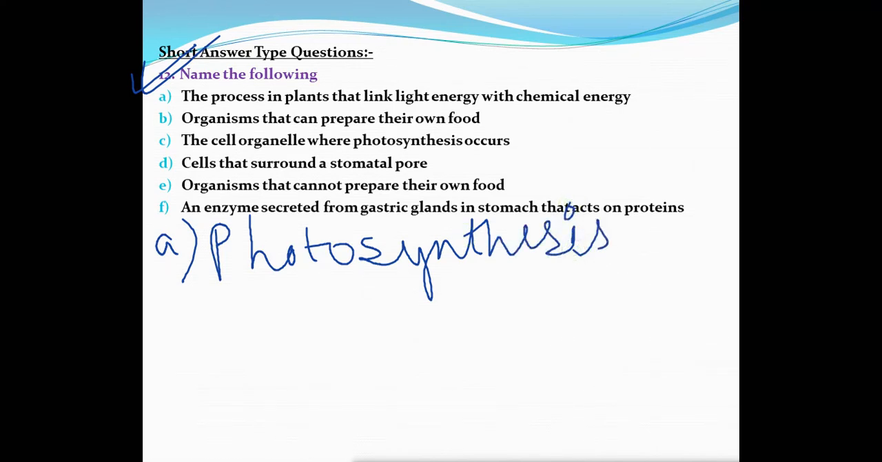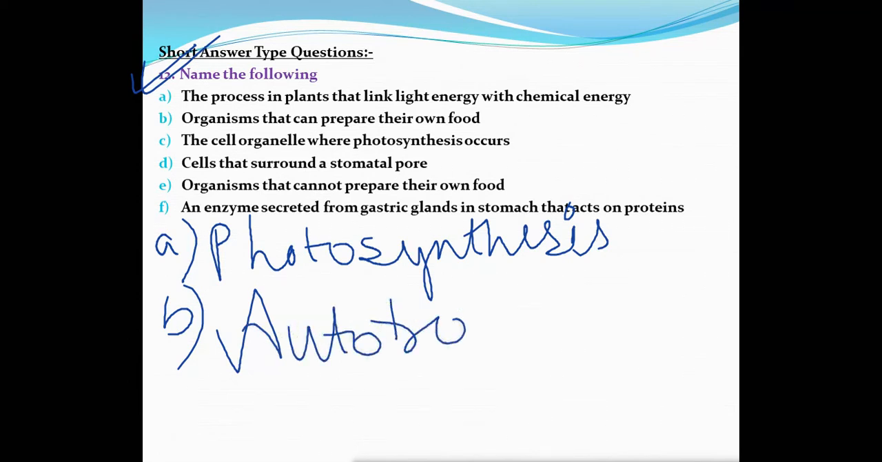Sunlight energy is captured first, and that sunlight energy is converted into chemical energy. Second question, the organism that can prepare their own food. So what do we call those organisms which can prepare their own food? We call them autotrophs. Example, plants, because they can prepare their own food.